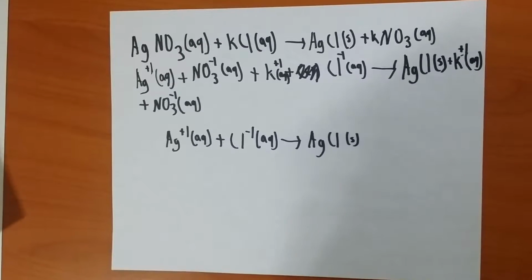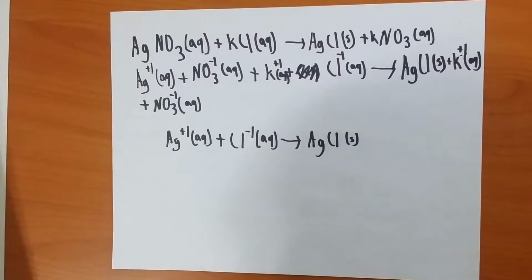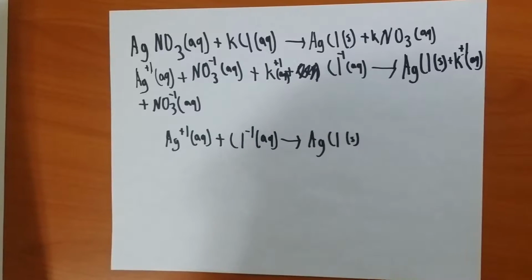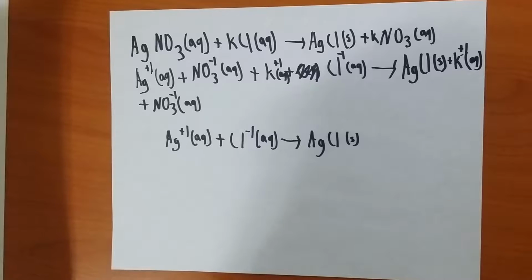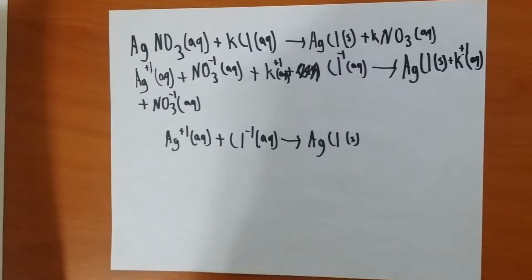Net ionic equations. Alright, so how to do this is, first you separate all the compounds. When separating this, you must look at the solubility rules, which I have right here. And then, if it's soluble, you separate the compound, and if it's not, then you don't.